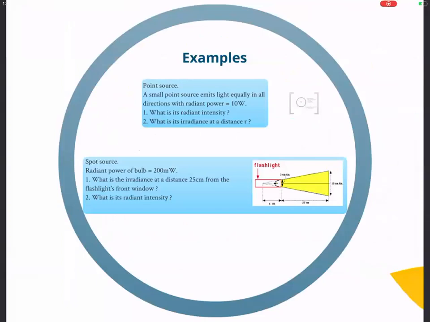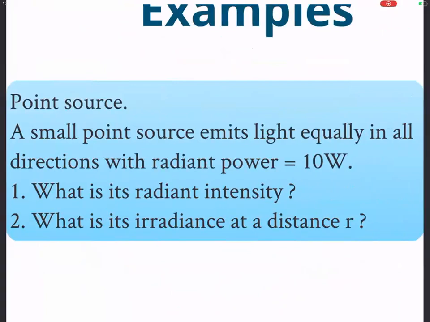So let's do a couple more examples. The first example, let's zoom in here, is a point source. A small point source emits light equally in all directions with radiant power of 10 watts. And I'm going to put you in breakout rooms. I want you to write this down. Total radiant power is 10 watts. What is its radiant intensity? And what is its irradiance at a distance r? I'll have you discuss first.